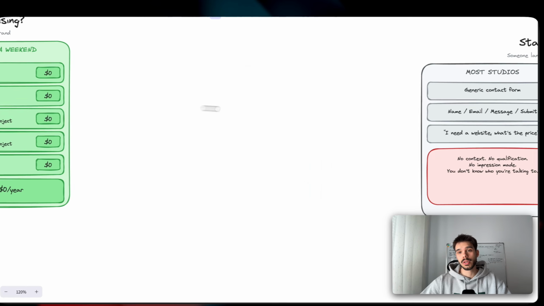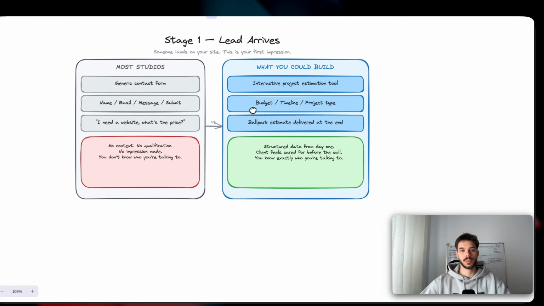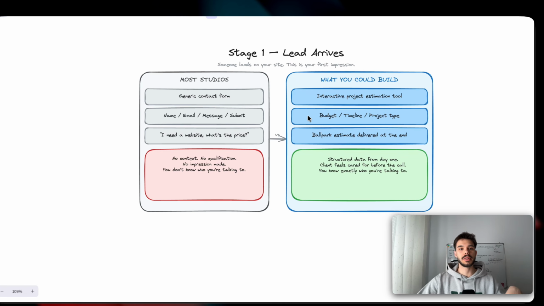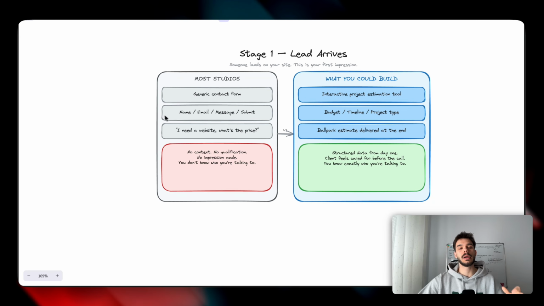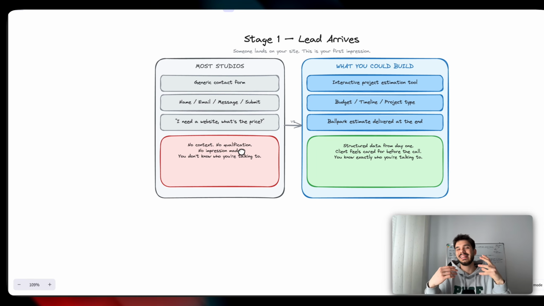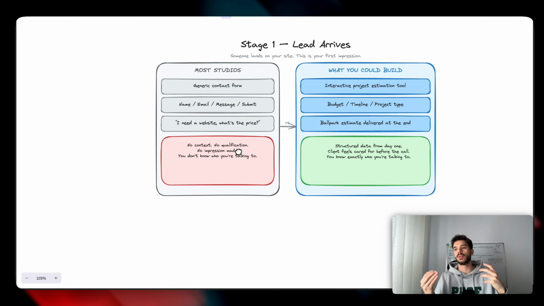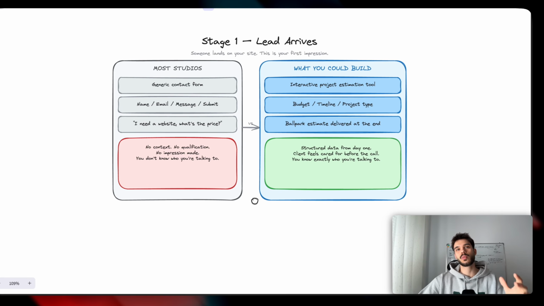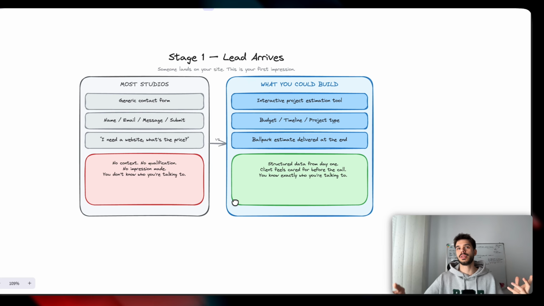Now, to go over some more solutions, let's say you are in stage 1, which is basically your lead arrives on your website. Now, most studios, most digital businesses would have a generic contact form. They gather name, email, message, submit, and then I need a website, what's the price, right? So basically, there's not a lot of context there because you don't want your lead to spend too much time on a simple form. It's not pleasant as a lead. And there's not really an impression made. Everybody uses Tally forms or Typeforms, so it's really generic, right?